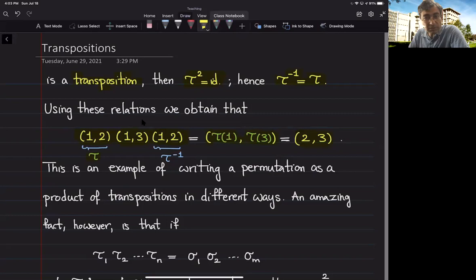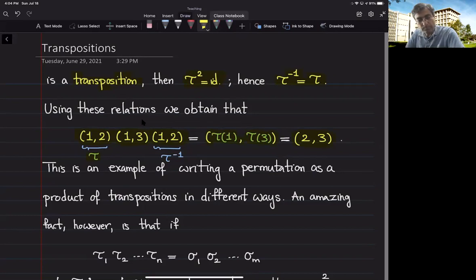So this equation is not clear from the surface, and this shows that I can write down this transposition as a product of transpositions in at least 2 different ways. I can either write it as (2 3), or I can write it as (1 2)(1 3)(1 2). In fact, instead of 1, I can put any other number that's different from 2 and 3. So if I was working in S sub 4, I can put here (4 2)(4 3)(4 2). So there are many, many different ways that a transposition can be written as a product of transpositions.